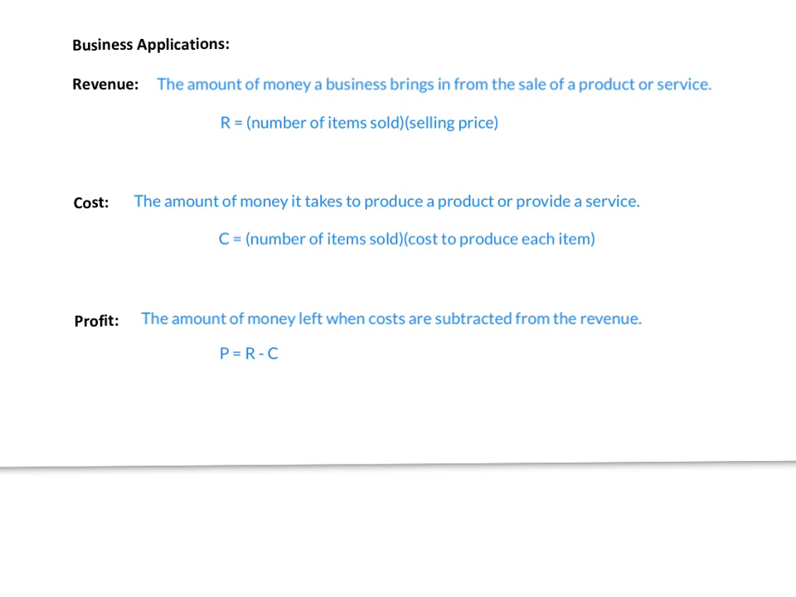Your profit is the amount of money left when costs are subtracted from the revenue. So you take all your money that comes in, you take away all the costs that you've had to incur to run the business, and what you have left is called the profit. If you break even in a business, that means your profit equals 0. It means your revenue is equivalent to your costs. So I should put that in here as well. If you're in the black, you're making money. If you're in the red, you're losing money.